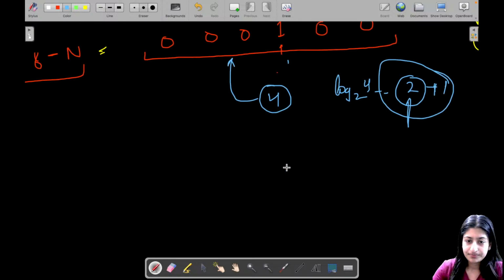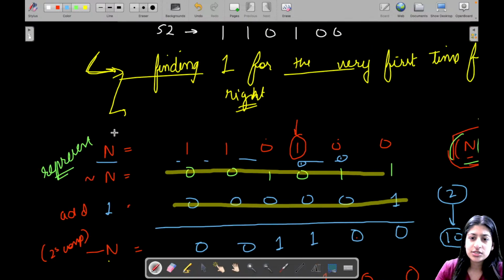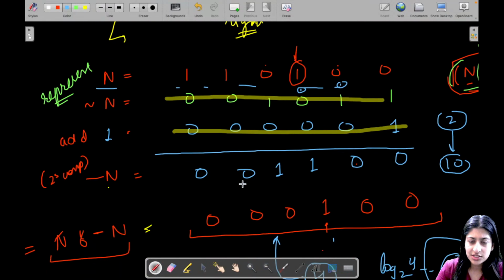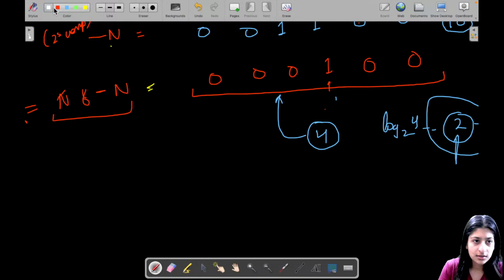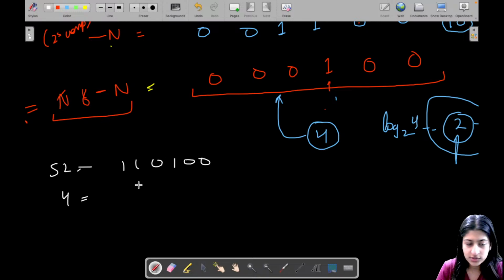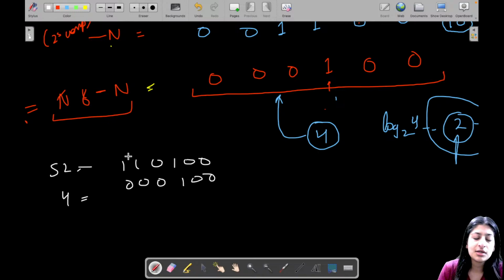Okay, now coming back to our original question. Our original question was what? So this is 52's representation, 110100, and your 4 was what? 000100, correct? This was your 4. Now my question was to find in which position these two numbers have different bits. If I start from the right index, which is the first position at which my two numbers have different bits? Ideally it should be this position.